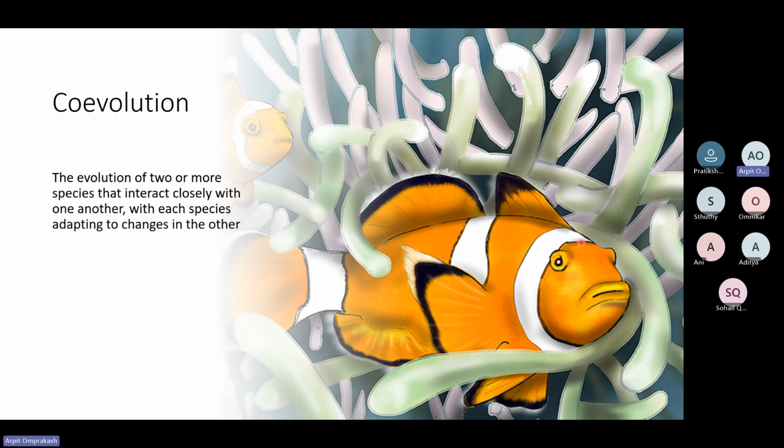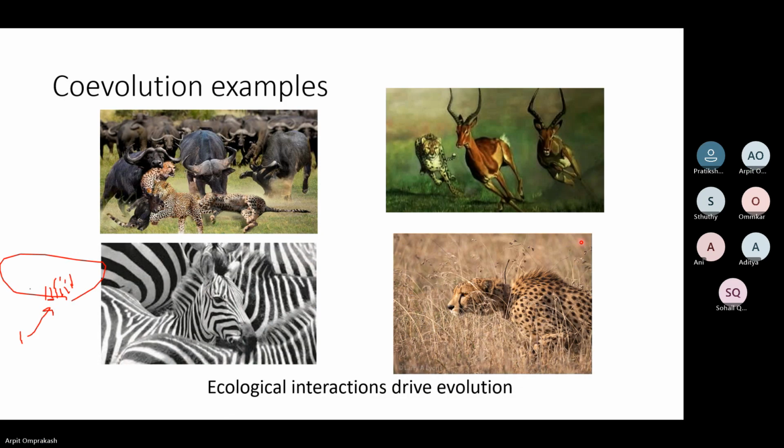Right. Then we talked about co-evolution, which is the evolution of two or more species that interact closely with one another, in a way that each species is adapting to changes in the other species. Some examples would be the cheetah and impala. Because cheetahs are faster, they can run fast in straight lines. Impalas have evolved to be more agile, so they can change direction quite easily. Zebras have evolved to hide because of their stripe pattern.